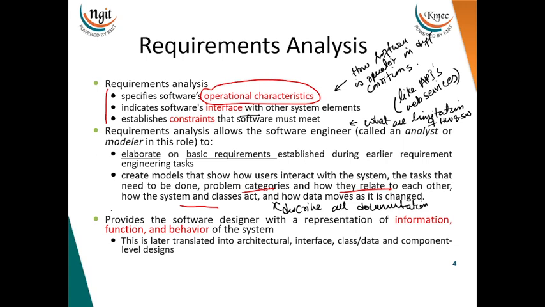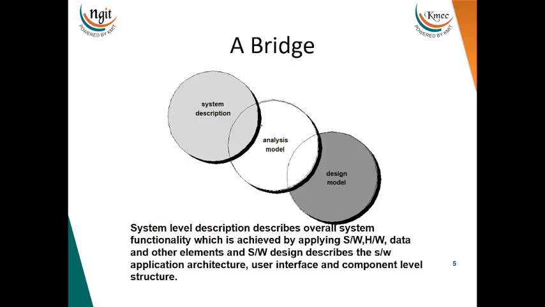So it creates a model of how the user interacts with the system, the tasks that need to be done, the categorized problems, how they are related to each other, how the system and the classes act on each other, how they move, and how they change. It provides the software design with a representation of the information and behavior of the system. This is later translated into architecture, interface, class development, and everything. So what is the information and how does it behave? The analysis model acts as a bridge between the system description and the design model.